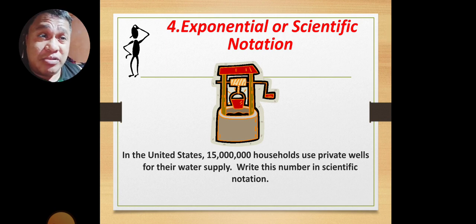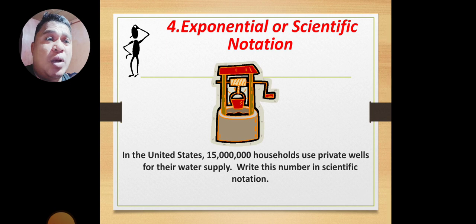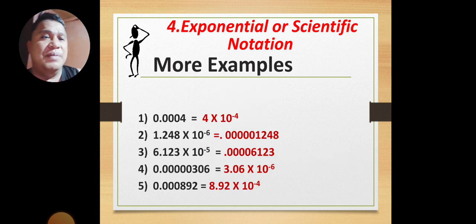So that's how we are trying to write the scientific notation. In the United States, 15,000 households use private wells for their water supply. Write this number in scientific notation. Of course, 1.5 times 10 raised to the power of 1, 2, 3, 4, 5, 6, 7, depending on the count. Yes, that's 7.